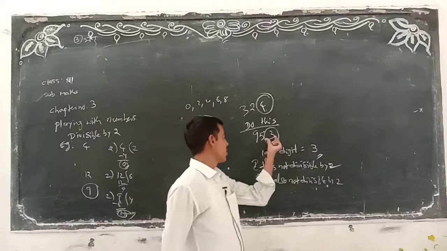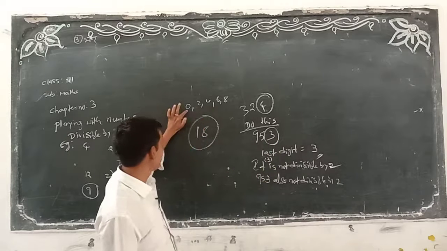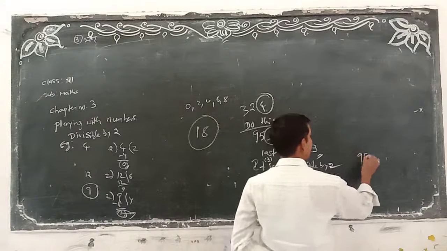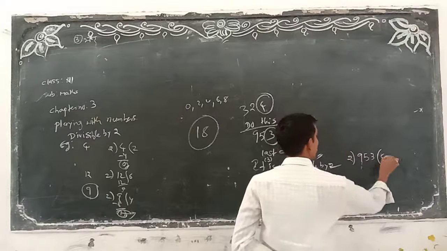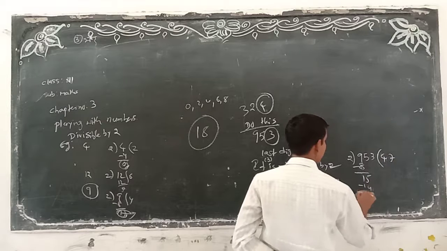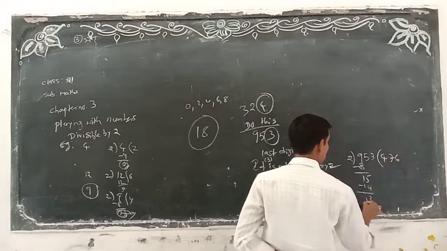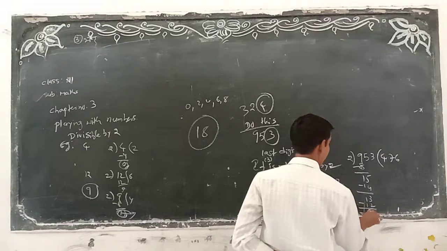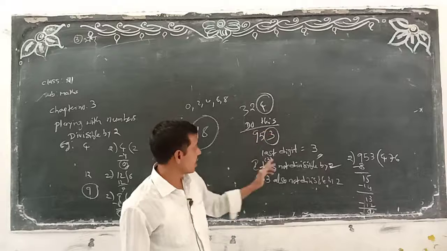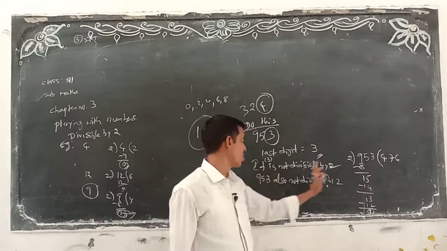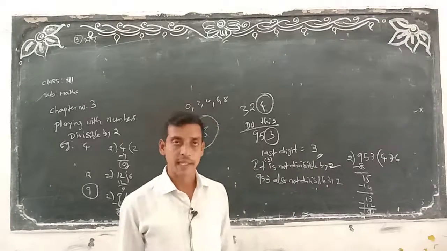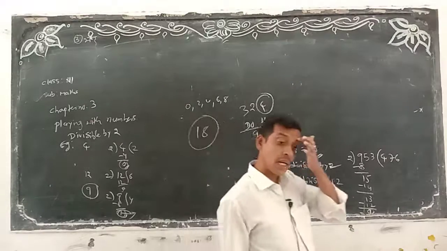Why? Because in the ones place we have 3, but the ones place should have 0, 2, 4, 6, 8. Actual division: divide 953 by 2. 2 fours are 8, 1, 15. 2 sevens are 14, 1, 3. 2 ones are 2, and the remainder is 1. So write down here: 953, last digit 3, not divisible by 2, because in the ones place we don't have 0, 2, 4, 6, 8. So 953 is not divisible by 2.